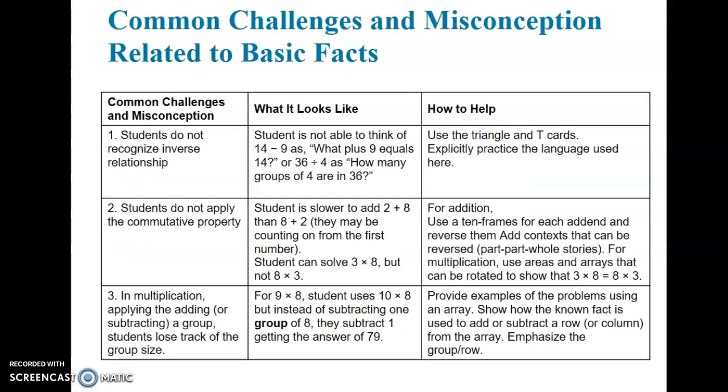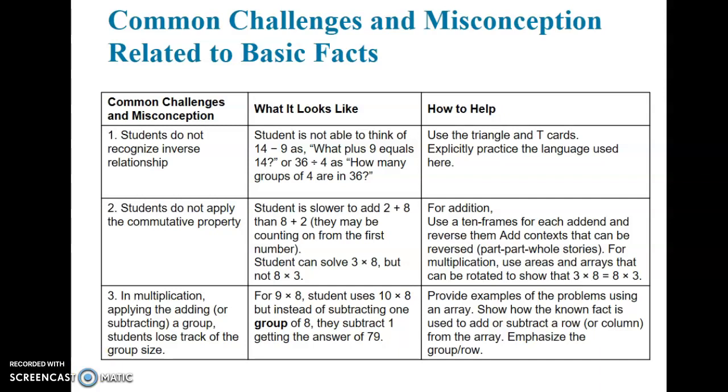Students that do not recognize inverse relationships: use triangle and T cards. Students that do not apply the commutative property of addition: use a 10 frame for each addend and reverse them. Add context that can be reversed.